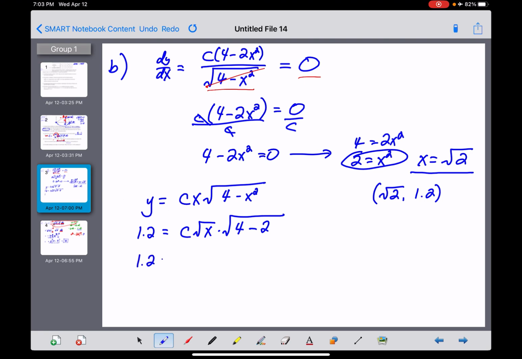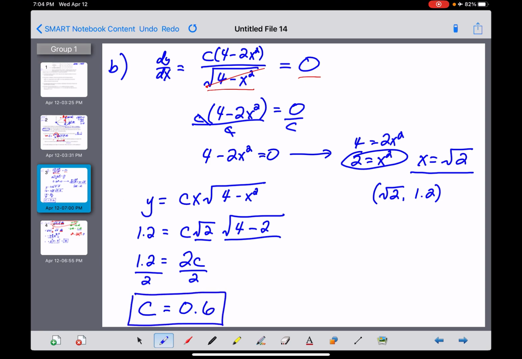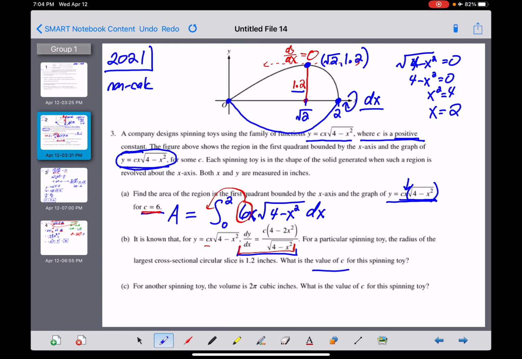Okay, so 1.2 is equal to, I'm sorry guys, that root x right there should have been a root 2. My mistake, because we had already solved for x. So we have a root 2 times another root 2, which is just going to make a 2c, and then we'll divide both sides by 2, and that should give us our answer of c is equal to 0.6 for this particular spinning toy. And I believe that was all they wanted us to do in part B. What is the value of c for that toy? And yeah, we came up with that one.